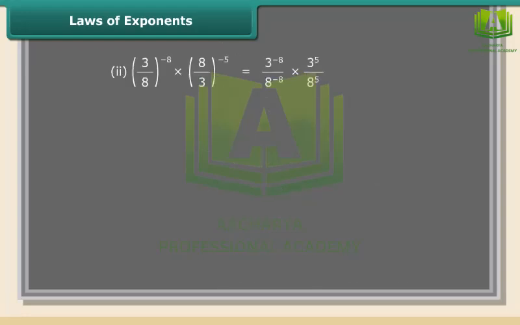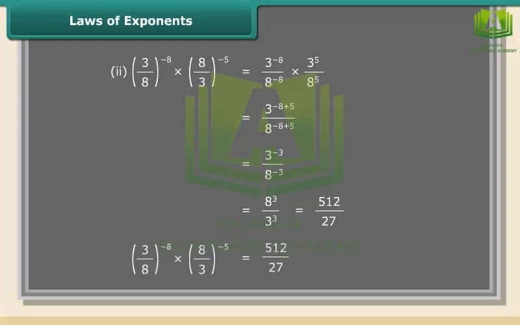(3/8)^(-8) × (8/3)^(-5) is equal to 3^(-8)/8^(-8) × 3^5/8^5, which is equal to 3^(-8+5)/8^(-8+5), which is equal to 3^(-3)/8^(-3), which is equal to 8^3/3^3, which is equal to 512/27. So (3/8)^(-8) × (8/3)^(-5) is equal to 512/27.